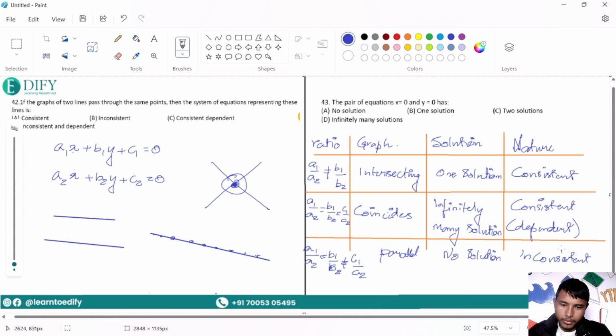I hope you understand all this. Now try to remember it, and then we will solve this problem. Here a1x + b1y + c1 = 0 is the first equation, and a2x + b2y + c2 = 0 is the second equation. This is the standard form of a pair of linear equations.